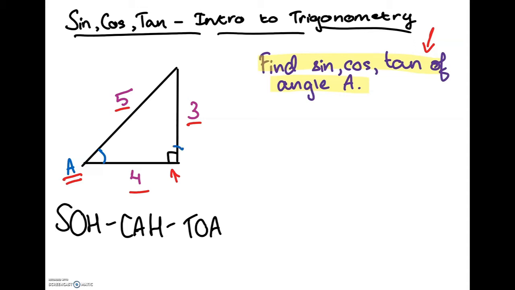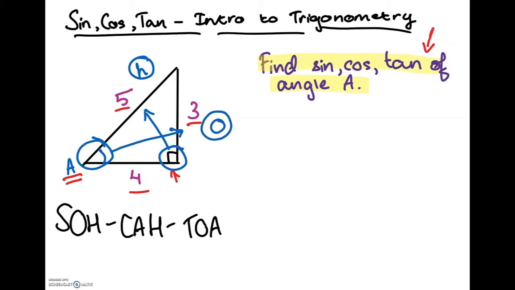To label the sides, take your right angle. The side opposite to that will be your hypotenuse. Instead of hypotenuse, I'm just going to put H. Take your angle A. The side opposite to that will be your opposite side. So I'm just going to put O.